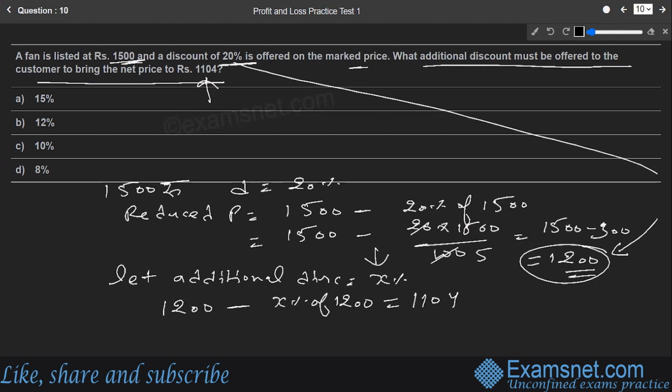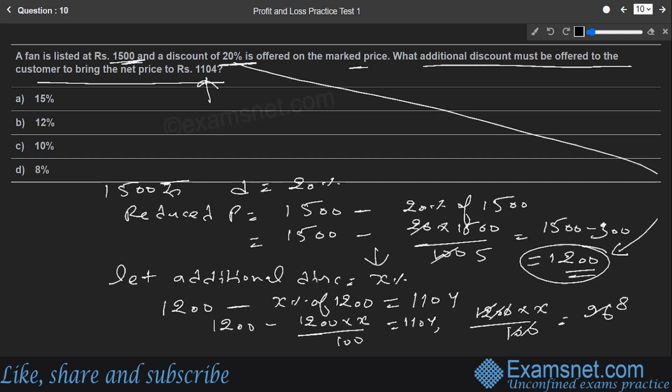So if we solve this further, this gives us 1200 minus 1200 into X over 100 should be becoming 1104, which can be related as 1200 into X by 100 is nothing but 1200 minus 1104. This 1104 goes on the other side, which gives us 96. We can cut the values, 0 is cut like this. 12 8's are 96. So the ultimate X value comes out to be 8%.